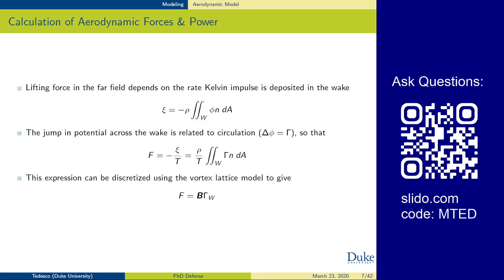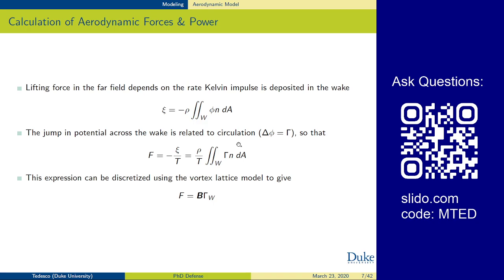So now that we've created the aerodynamics model itself, it's going to be important for us to look at the forces and the power that it creates. When we look at the force, we're going to be calculating this using a Kelvin impulse method. So we're creating the Kelvin impulse as being the integration over the wake of the potential. The jump in potential across the wake is equal to the circulation, so we can actually rewrite this to be an integral of the circulation. When we take the negative of this Kelvin impulse and divide by the period, that's actually going to get us the average force for the blade.